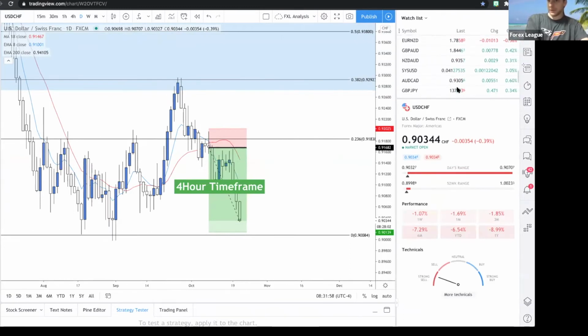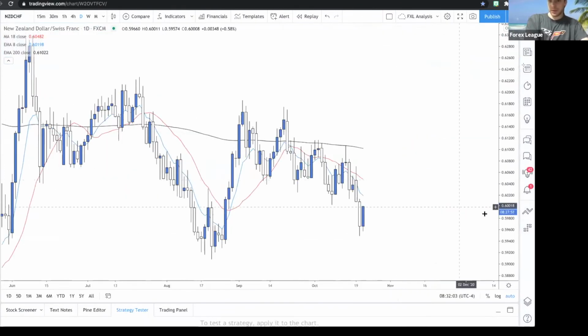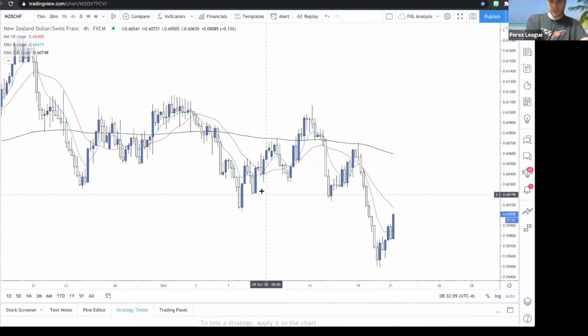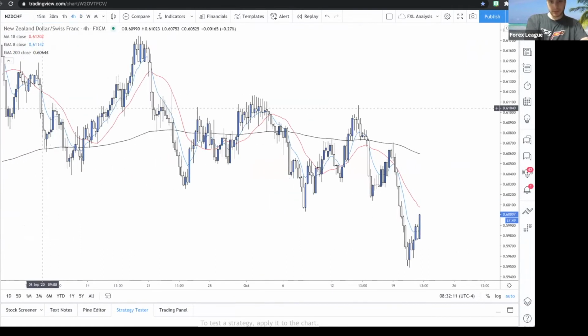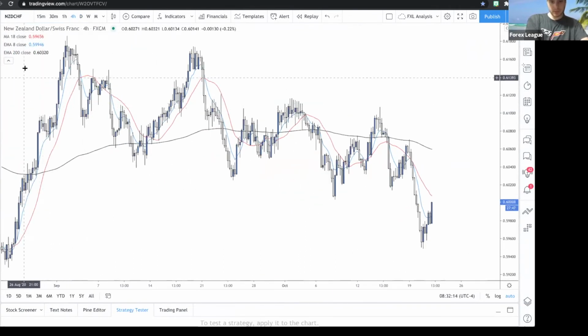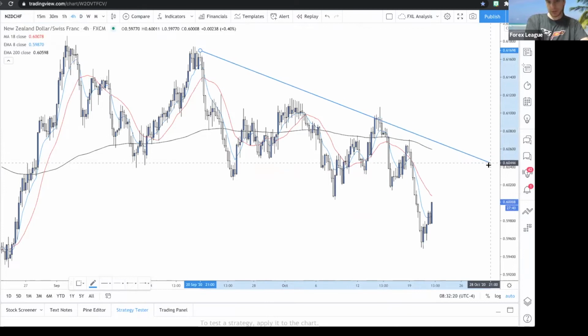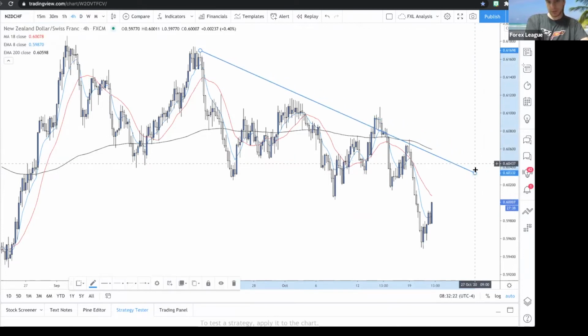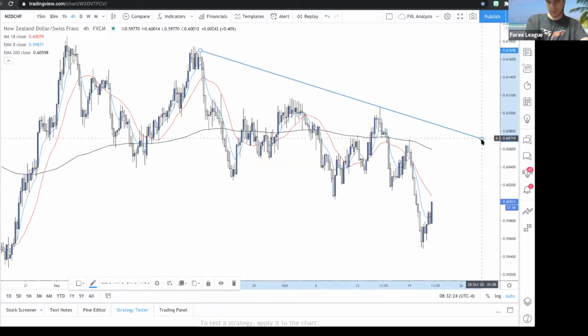Where's NZSIF? I don't even know if I have this analyzed. Although I know it's at a nice level now, 0.6. Nice little drop. Hold on a second, I just want to see. This is a channel. This thing is just dropping like crazy.